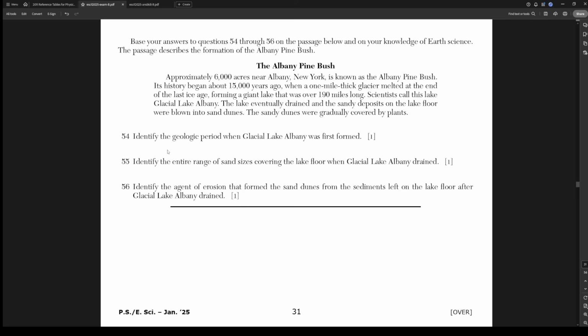54. Identify the geologic period when glacial Lake Albany was first formed. So we're looking for a geologic period, so that's going to be on the time scale. Identify the entire range of sand sizes. Okay, so that's going to be on the reference table. Identify the agent of erosion that forms sand dunes. So that's going to be wind. So these seem like I don't even have to read this at all again, but we'll see.